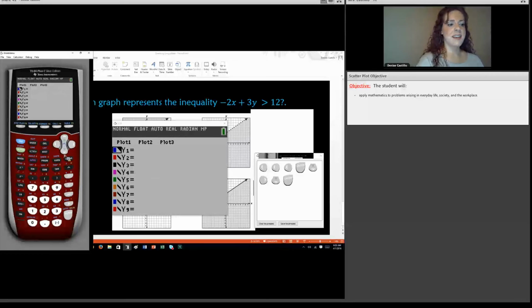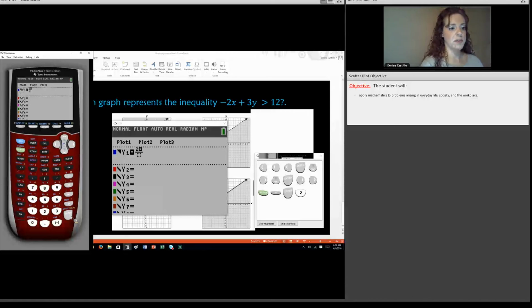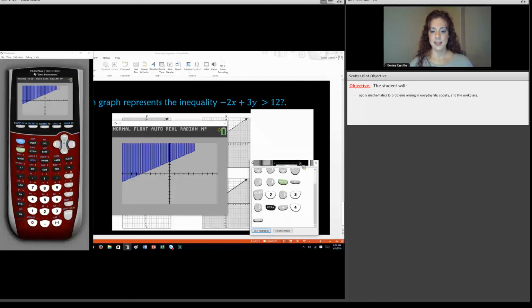And then hit OK. Okay, now we're going to arrow twice in front of the equals, and now we can type in our inequality. We did have a fraction of 2/3, so we'll use alpha y equals numerator over denominator. X plus 4. And then let's hit graph. And there's our graph.